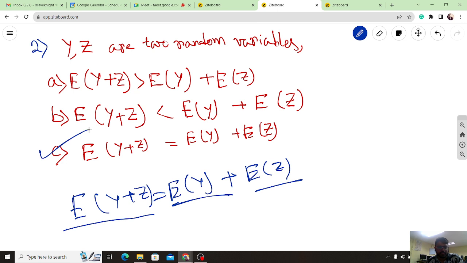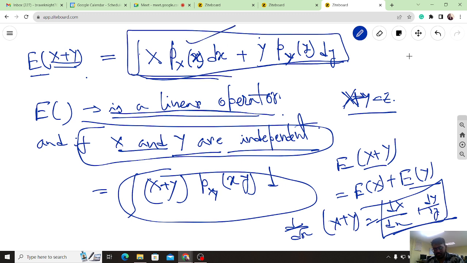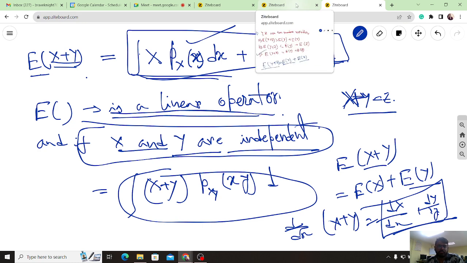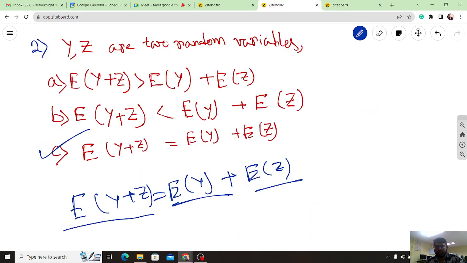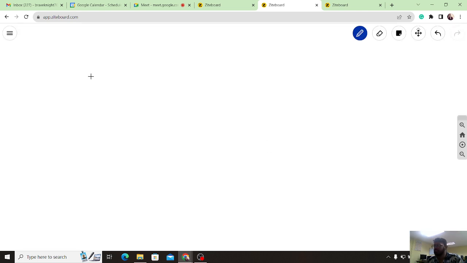So the right option is option C, because this is the linear equation. Okay. Let us move to the next question.